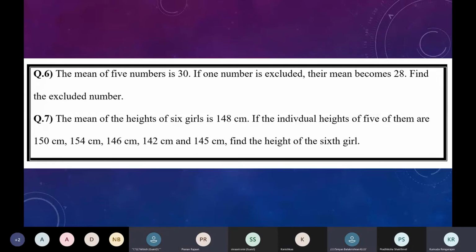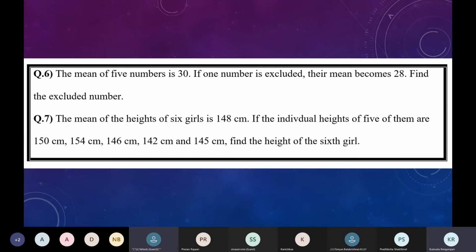28, ma'am. 28 is the mean of how many numbers? 4 numbers or 5 numbers? 4 numbers, ma'am. Now what is the new mean? 28. How many numbers? 4 numbers. Now what is the sum of the observations? Sum of the 4 observations. How will you find the sum of the 4 observations?